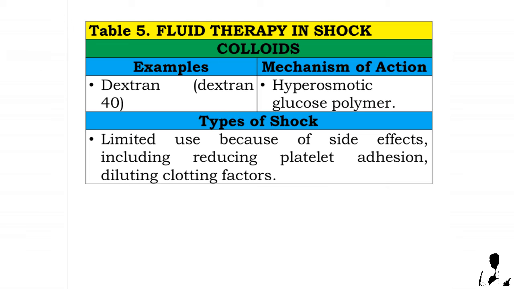And lastly, the last example of a colloid solution is dextran, which acts as a hyperosmotic glucose polymer. But this is in limited use because of side effects, including reducing platelet adhesion and diluting clotting factors.